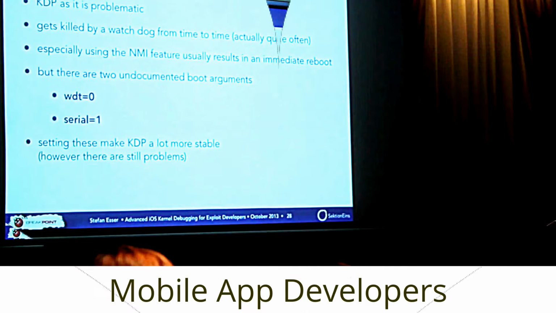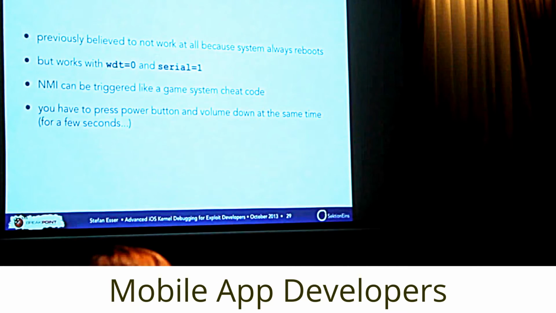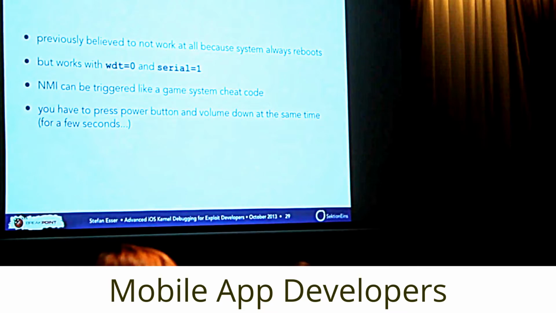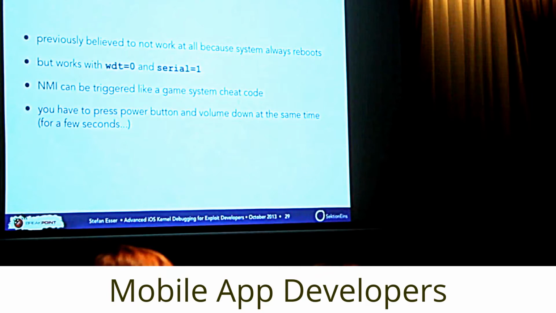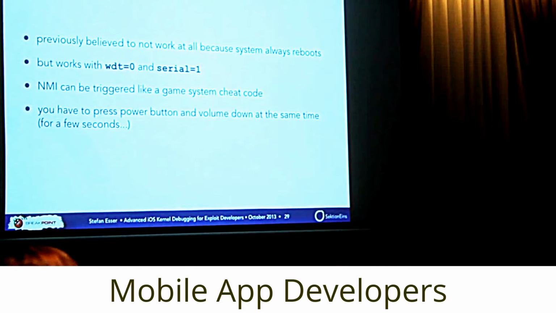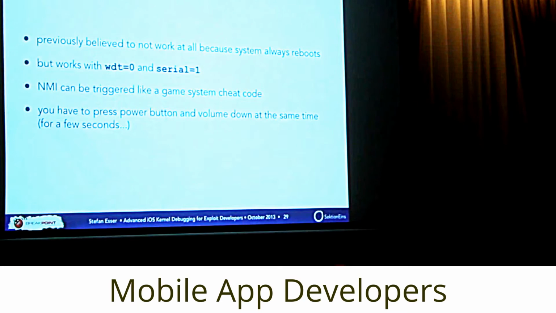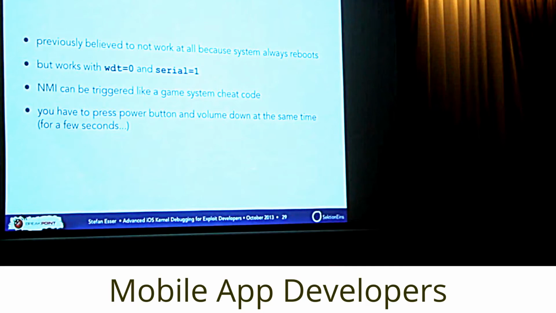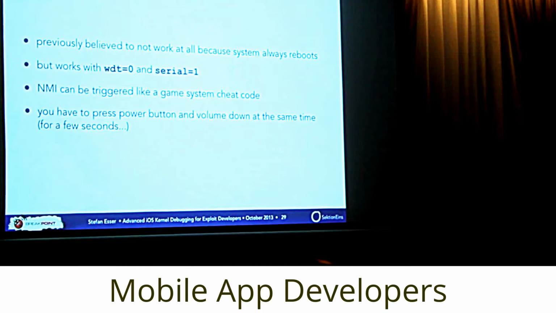Okay, so we now know how we make it more stable. Now I can tell you how this NMI works. So if you set one of these boot arguments, you can take your phone. Well, this is an old one, but it doesn't matter. And then you can trigger the NMI, which is a lot like a game console cheat code. So basically you have to press the power button and at the same time the volume down button, for a few seconds. If you do that for a few seconds and you're connected over serial and you have the debug boot argument also, then it will basically start to send over a panic log to the serial port, which we will see in the serial KDP proxy. And when it's finished with that, it waits for the debugger to connect.